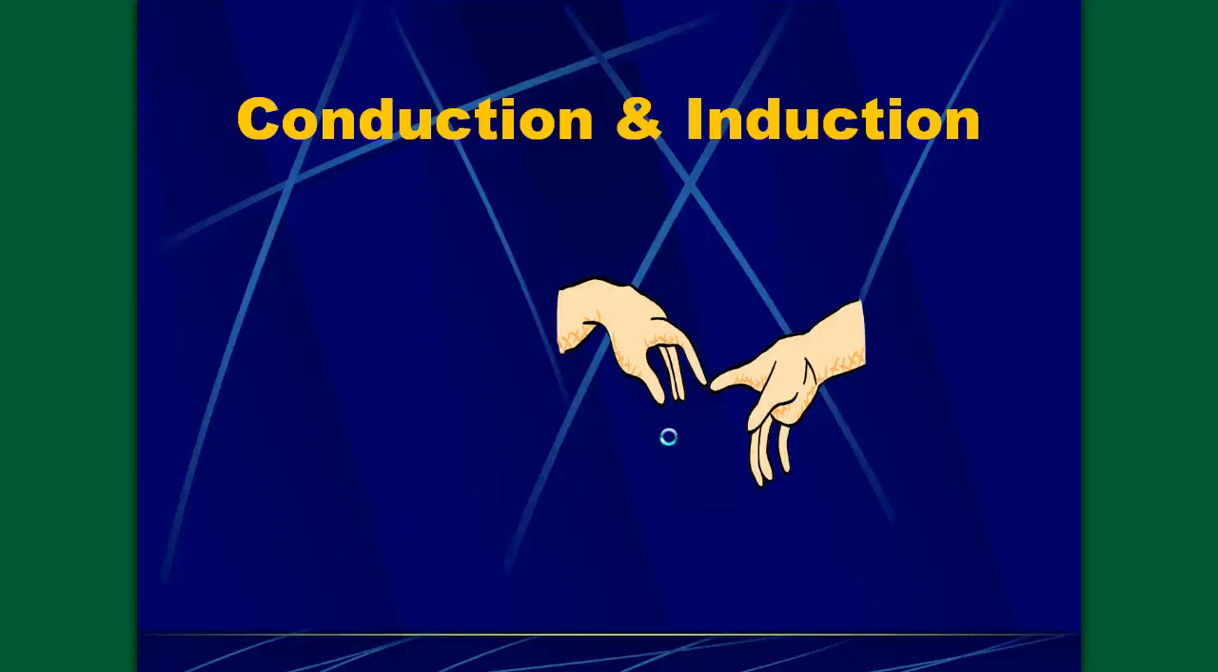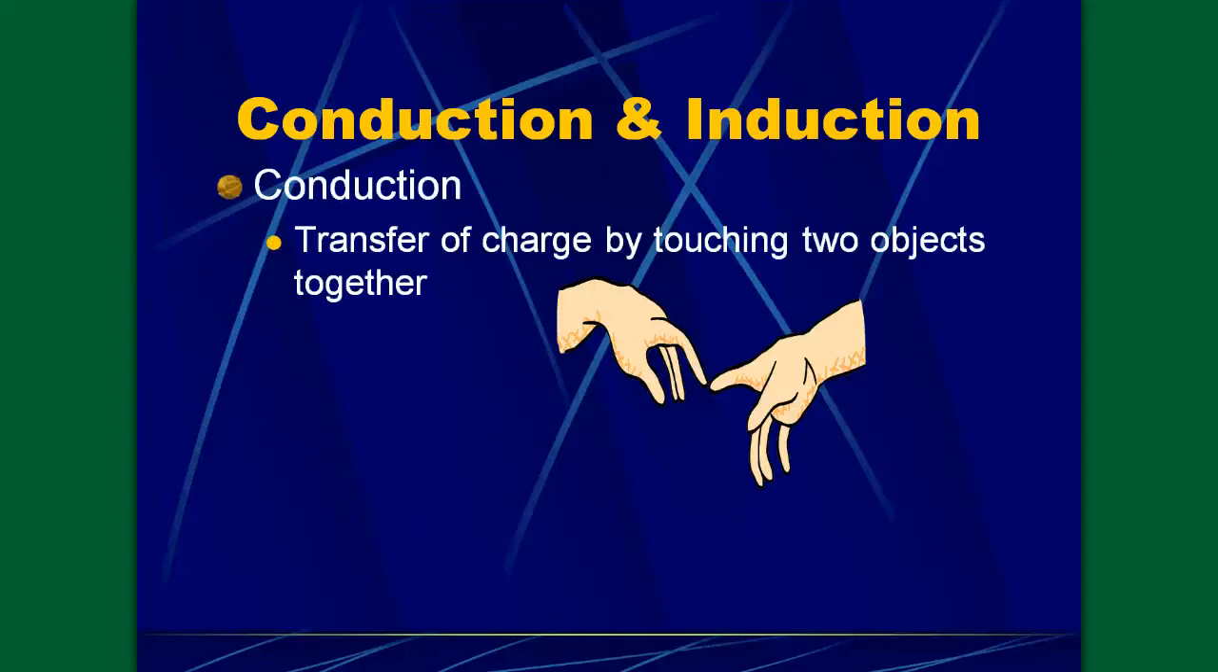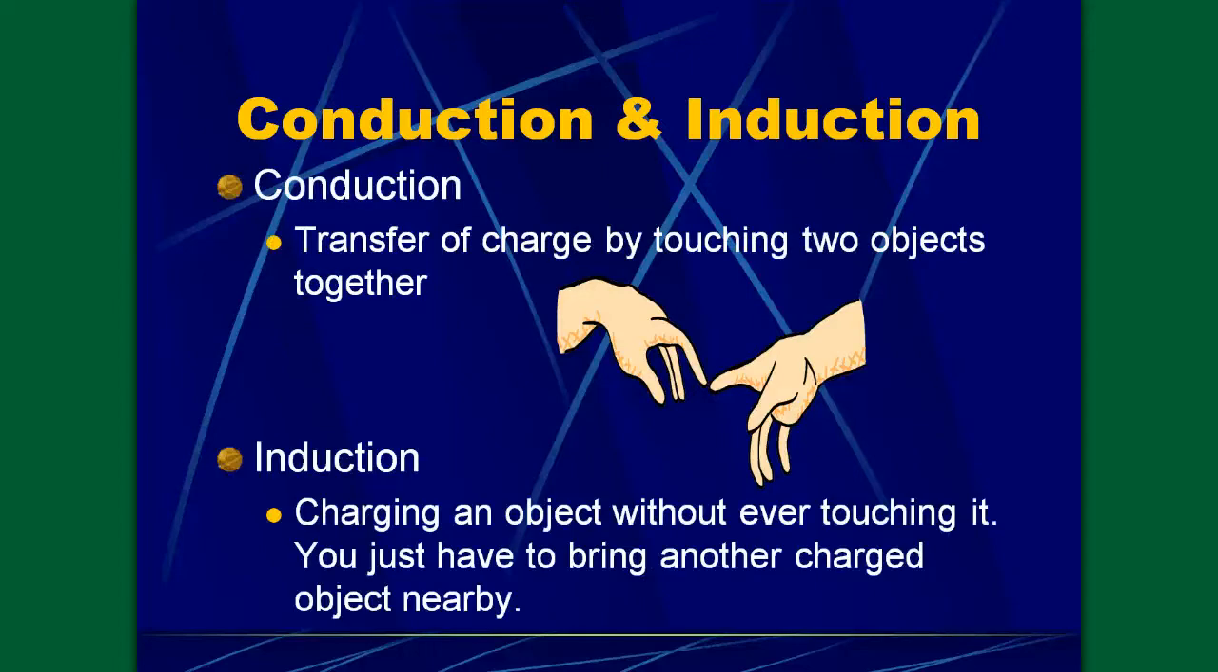There were three methods of heat transfer that we talked about. We talked about conduction, convection, and radiation, right? And there's two methods of charge transfer that I want you to consider. One is conduction and the other is induction. And I want you to go ahead and write these down on your notes, and then I want to talk about them specifically. Conduction is the transfer of charge by touching two objects together.